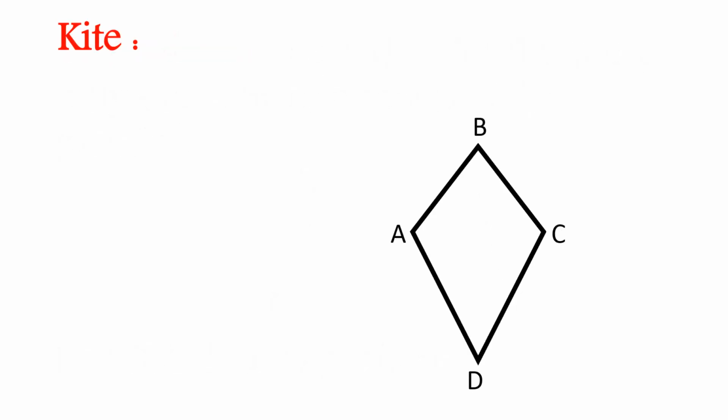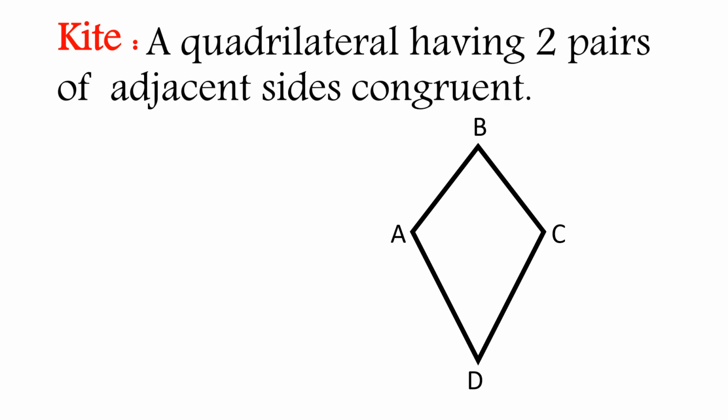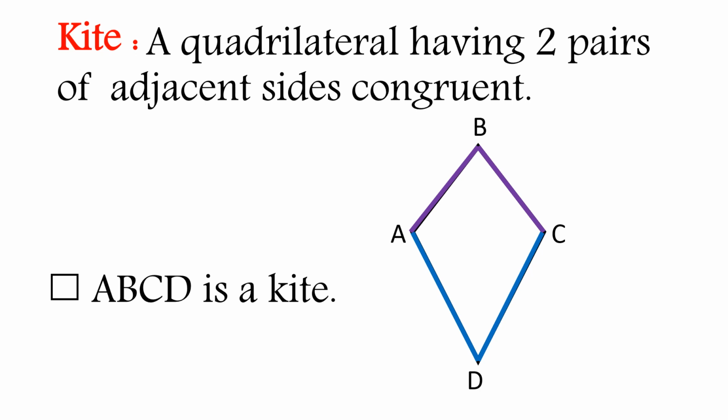Kite. A quadrilateral having two pairs of adjacent sides congruent. Look at this figure. Seg AB and seg BC are adjacent sides and they are congruent. Seg AD and seg CD are adjacent sides and they are congruent. So here this quadrilateral has exactly two pairs of adjacent sides congruent. Therefore, quadrilateral ABCD is a kite.